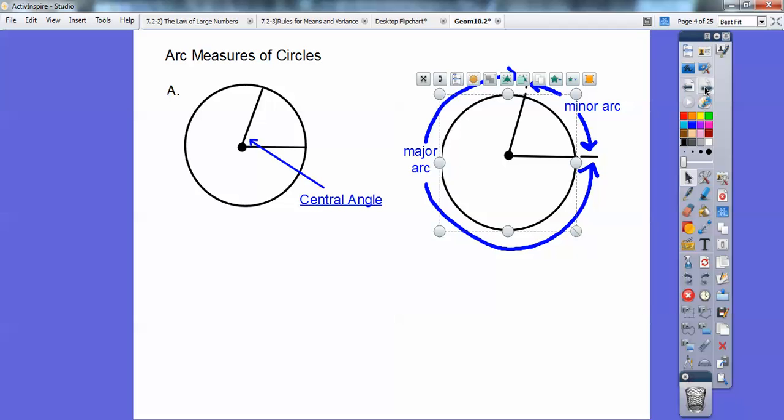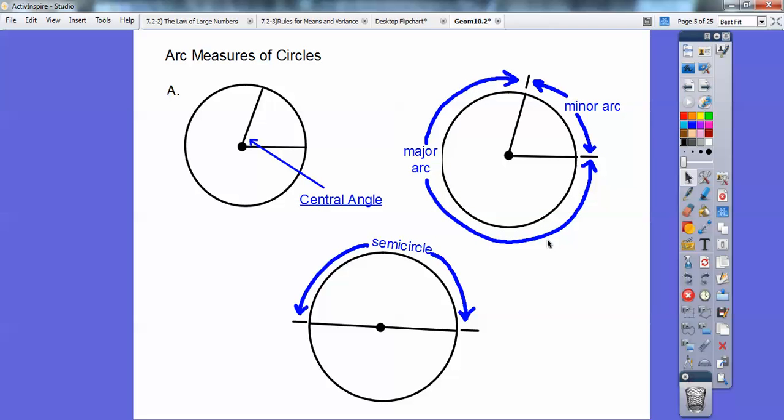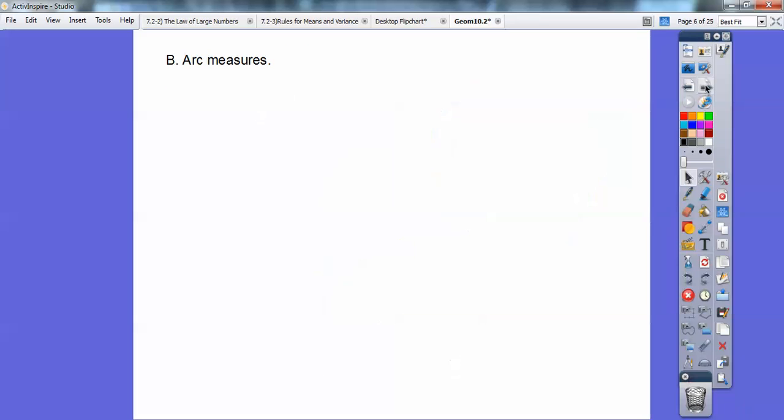If it goes halfway around the circle, then it's called a semicircle. There's another semicircle down underneath here. It's half the circle. It goes right through the center, right through the diameter, so it's called a semicircle.